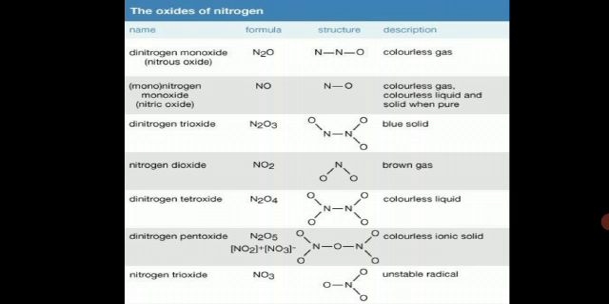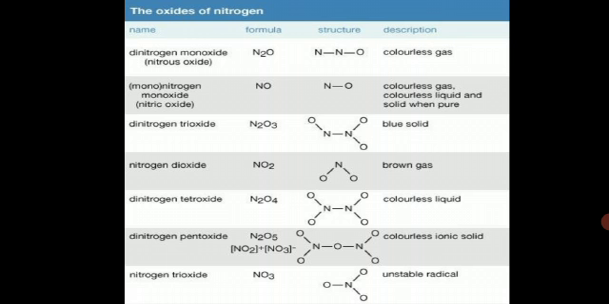Now, if you see, I have given you a chart here. You can see the different oxides. Nitrous oxide, the structure I have shown you, and this is colorless. Nitric oxide, the structure I have shown you, and it is a colorless gas, colorless liquid and solid when pure. Dinitrogen trioxide. Here, in this particular chart, I have shown you the structure as well as the characteristics in short of that particular substance.